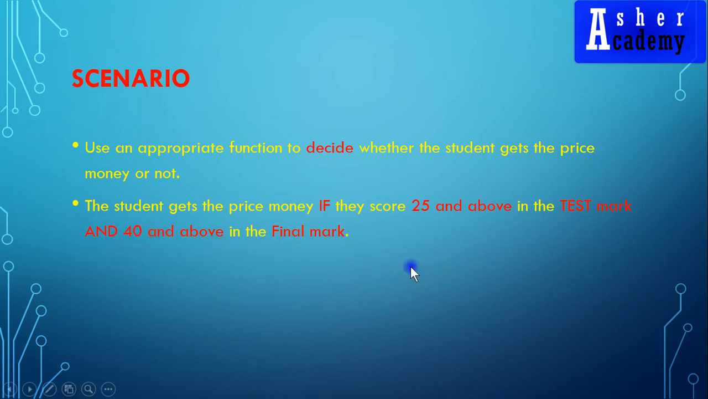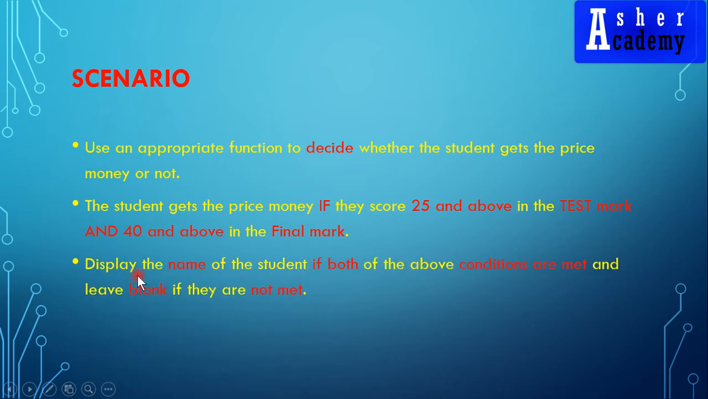So let's check the next statement. They say display the name of the student if both of the above conditions are met, and leave blank if they are not met. Which means what I was saying, that if they get 10 here and 50 for the final mark, they are not going to get the prize money and we will leave it blank. But if both these conditions are met, the student is going to get the prize money and we will display their name in the field.